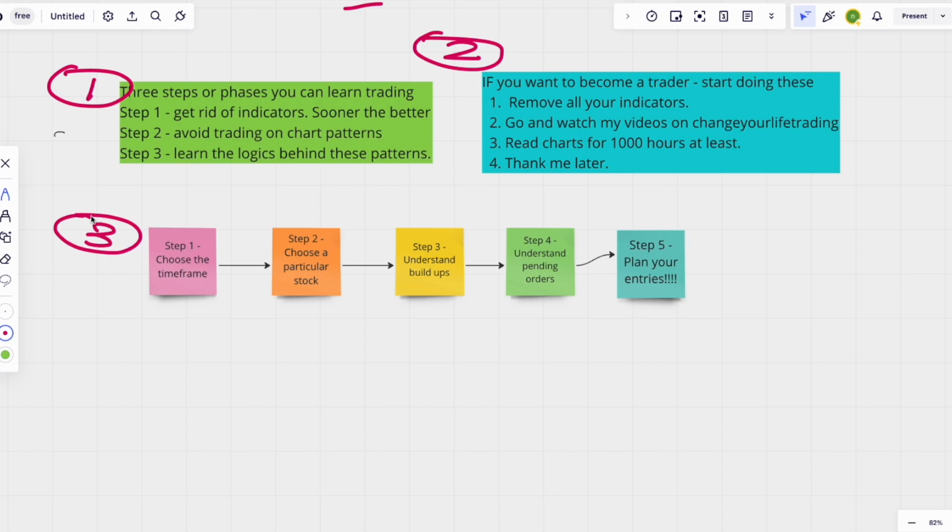So let's start. First, three steps or phases in which you can learn trading. Step 1, get rid of indicators. Sooner the better.